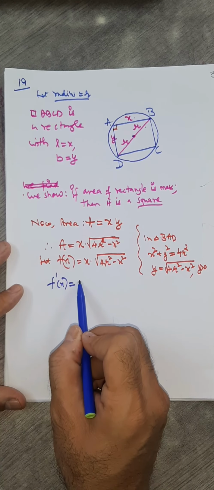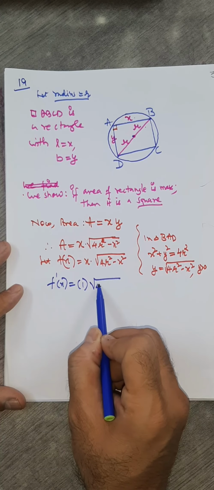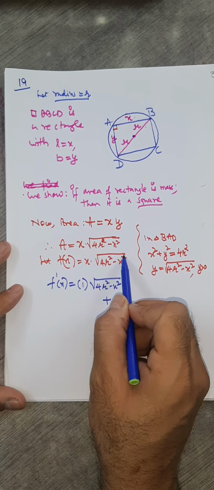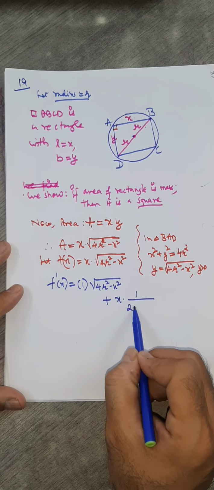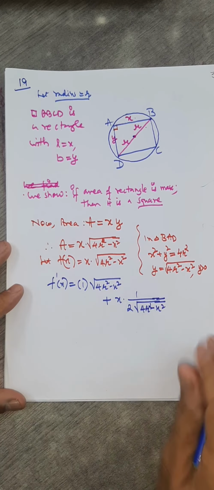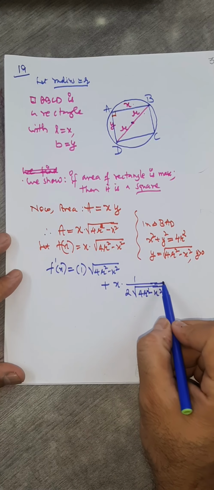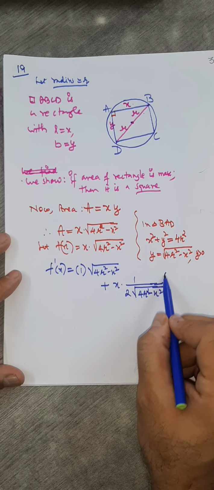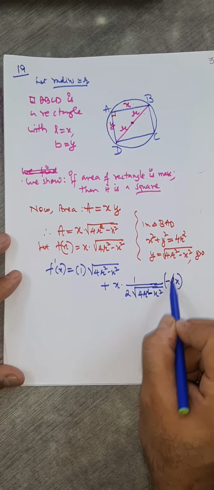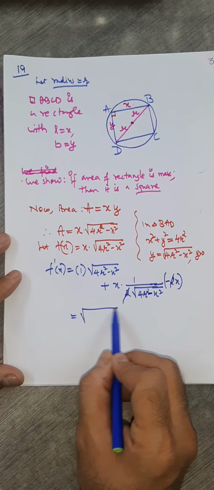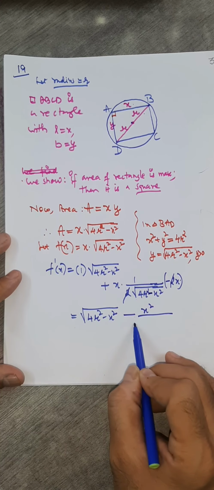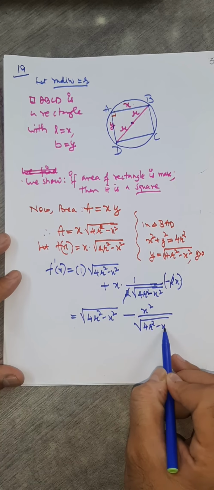Two times. Product rule: differentiation of x, with this portion as it is, plus x as it is, into the differentiation of this one. Imagine this as x. What's the derivative of root x? 1 upon 2 root x. So 1 upon 2 root of 4r square minus x square, into, by chain rule, the differentiation of this one, where r being constant because it's a radius, is minus 2x. So this will get cancelled, and this will be 4r squared minus x squared, this is minus x squared upon 4r squared minus x squared.